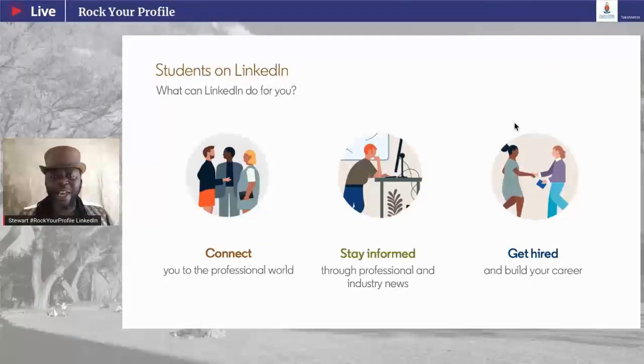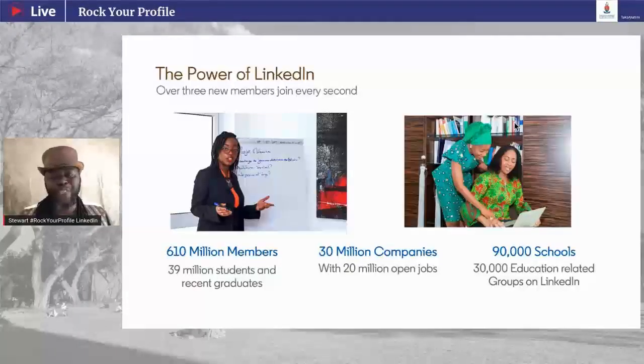The second thing is for you as a student, if you're about to go for an interview or you're about to put together a proposal that can get you investors, you can use LinkedIn as a sounding board for some of your ideas. You can use LinkedIn again to go out there and stay informed on the current trends that are happening within your industry. Thirdly, of course, you can use LinkedIn to get hired, and that's what we'll be focusing on in this session.